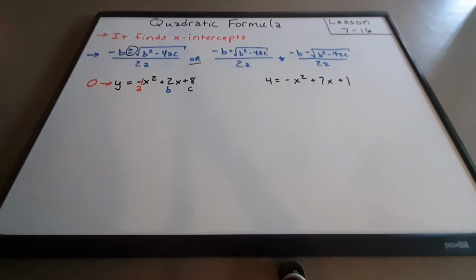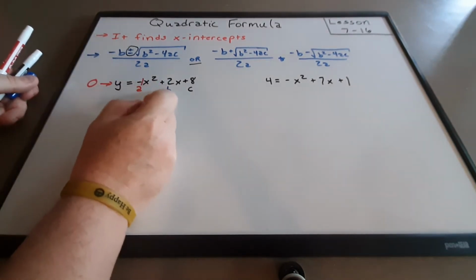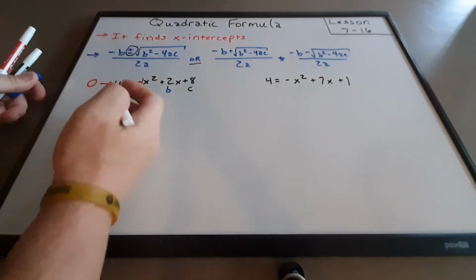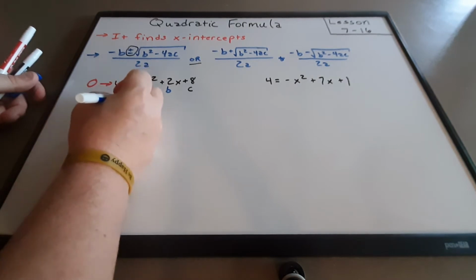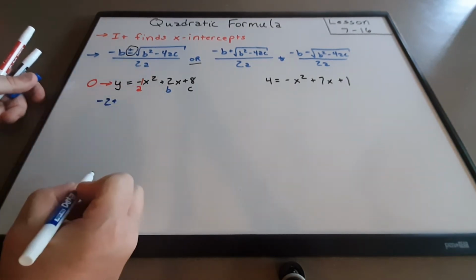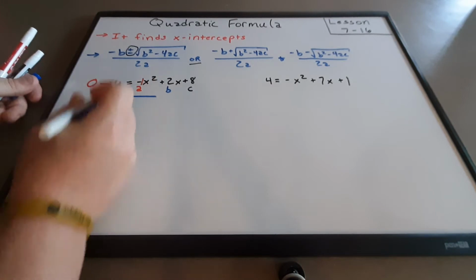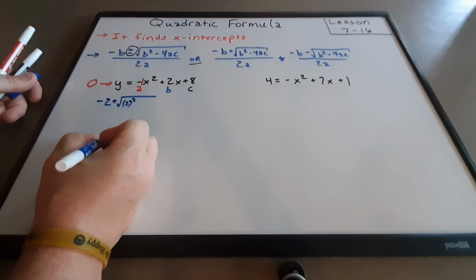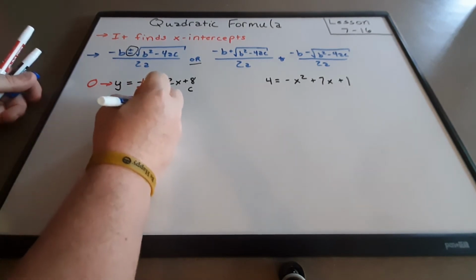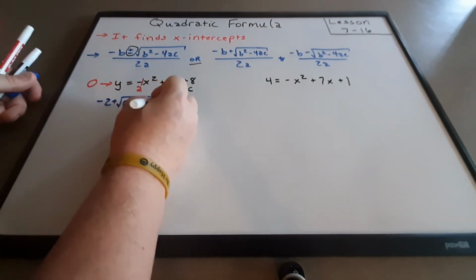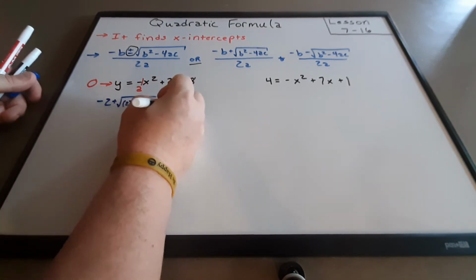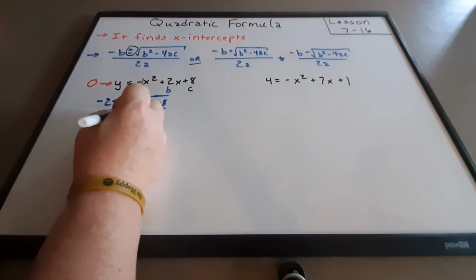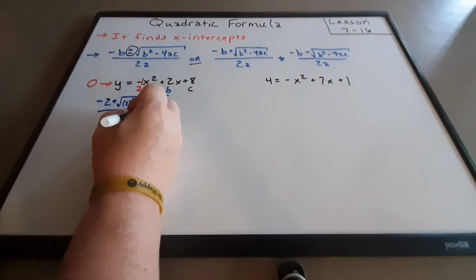So we create our math problem. We have negative b, which just means the opposite of b. Since it's positive 2, here we're going to use negative 2. We're going to create the addition part of the problem. We're going to do b squared, so we're going to square 2. We're going to subtract 4 multiplied by negative 1 and multiplied by 8. Those are our a and our c. And then it's all going to be over 2 times our a value of negative 1.